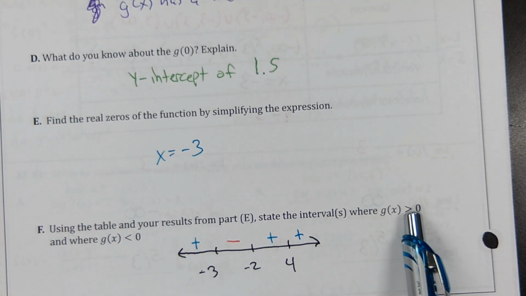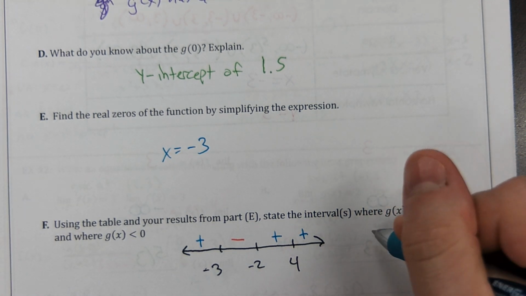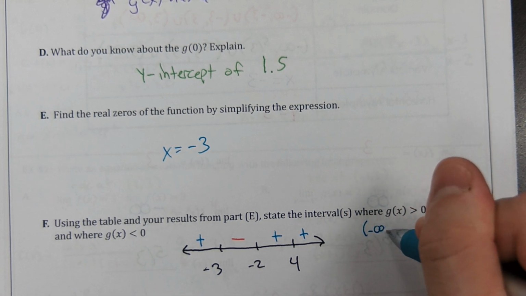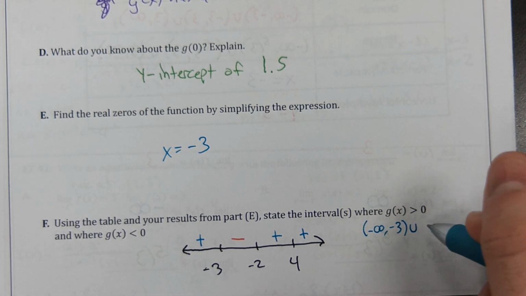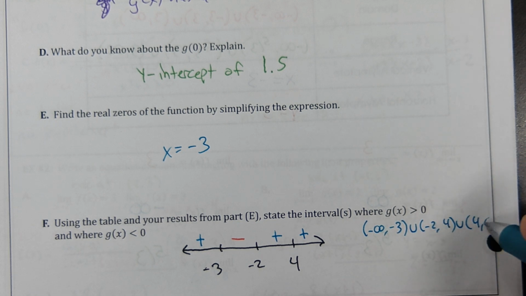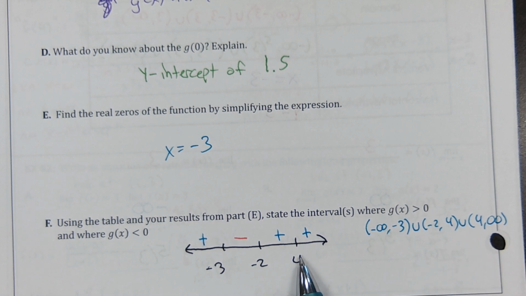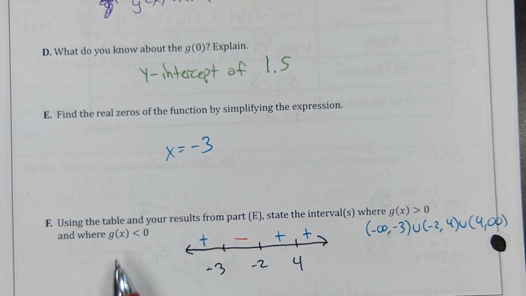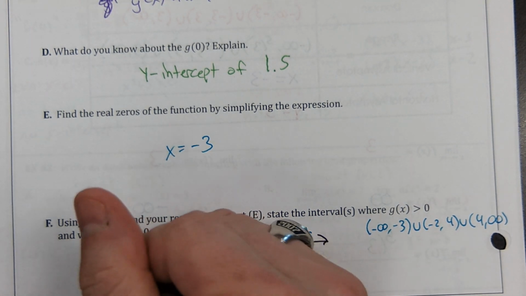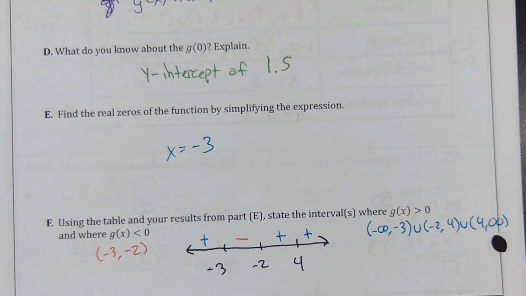So where is g of x greater than 0? Everywhere I put a blue plus sign. I'll just write it over here. It's greater than 0 from -infinity up to -3, and also from -2 to 4, and also from 4 to infinity. I have to hop over 4 because at 4 my graph does not exist. Where is it less than 0? That's where it's negative, from -3 to -2. Just like that. And that's all.